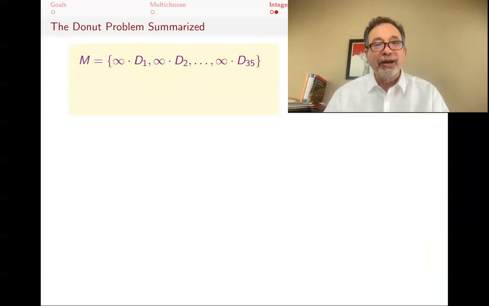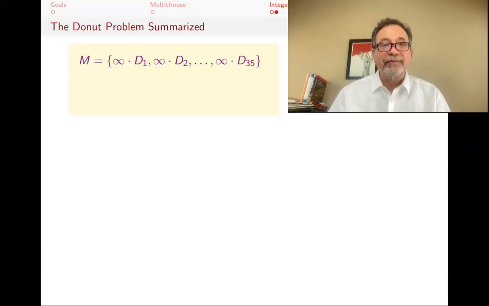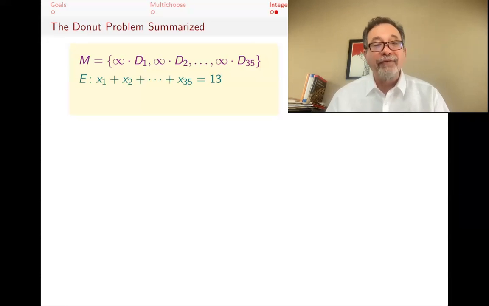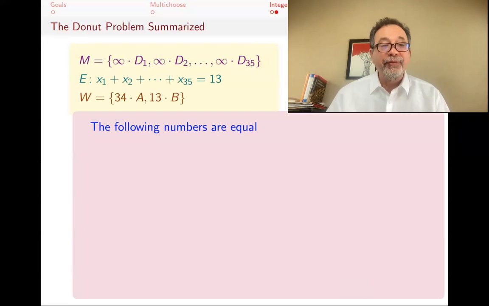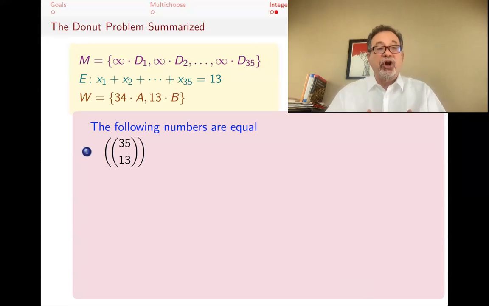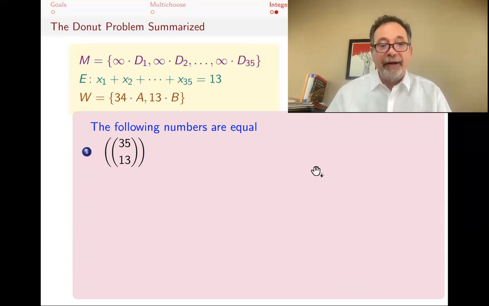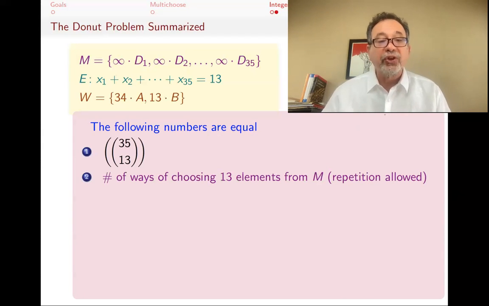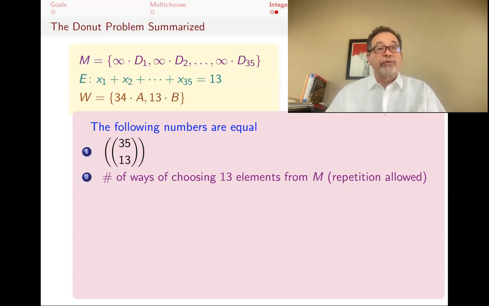Let's summarize what we just did. If you have a multiset with infinite repetition numbers and 35 types of elements, and if you have the equation x1 plus x2 plus ... plus x35 equals 13, and if you have the multiset of 34 A's and 13 B's, then the following numbers are going to be equal. That's what we just showed. First of all, 35 multi-choose 13 is the answer to finding how many sub-multisets of size 13 M has. That number is the number of ways of choosing 13 elements from M with repetition allowed, sub-multisets of size 13. That was the definition of it.